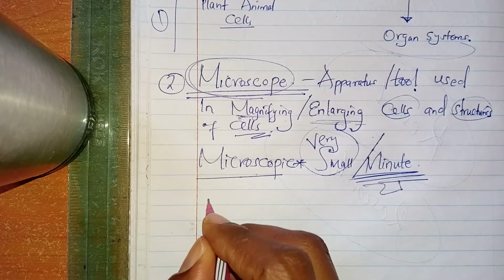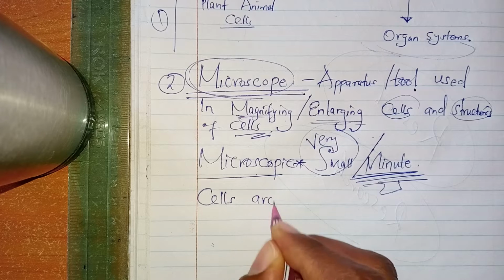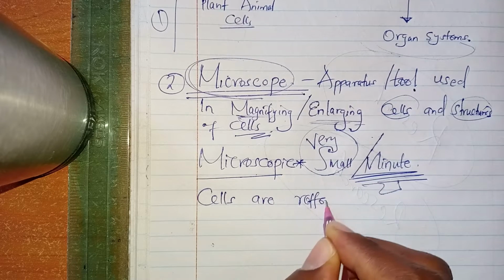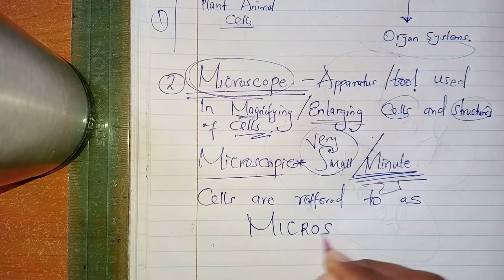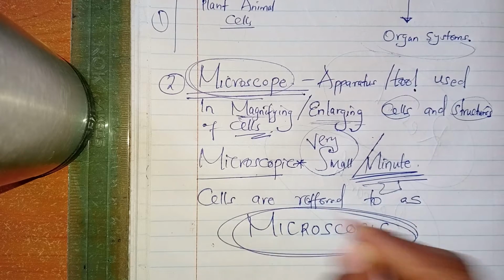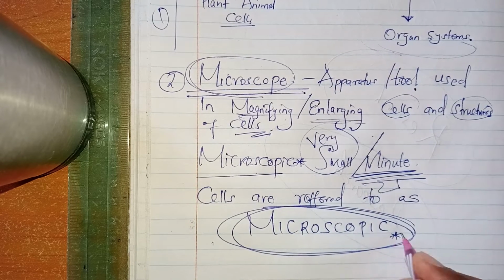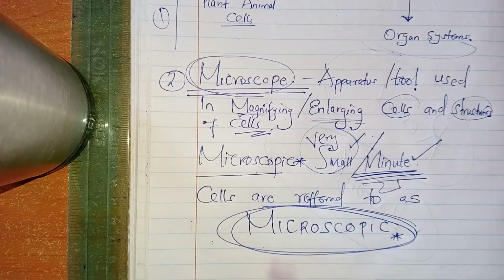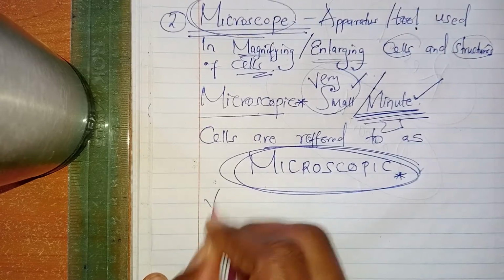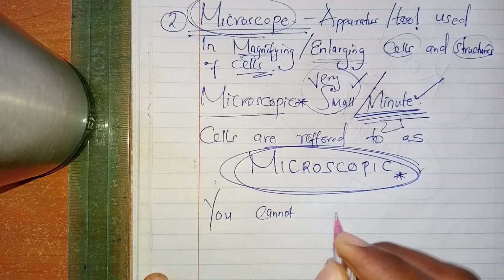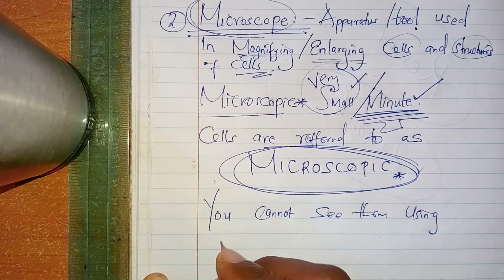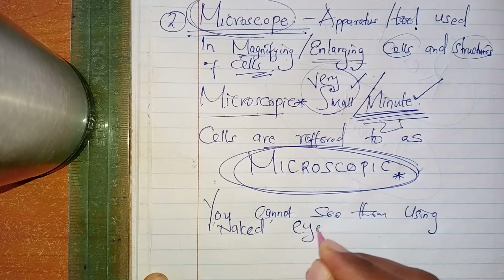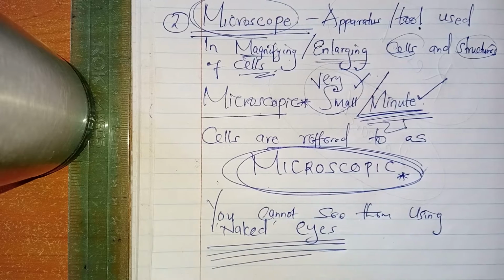So for that matter, then cells are referred to as microscopic. When you hear cells are microscopic, that means they are minute or they are very small. You can't see them. You cannot see them using naked eyes. So you must use an apparatus we call the microscope.